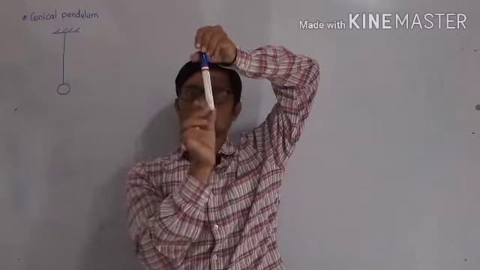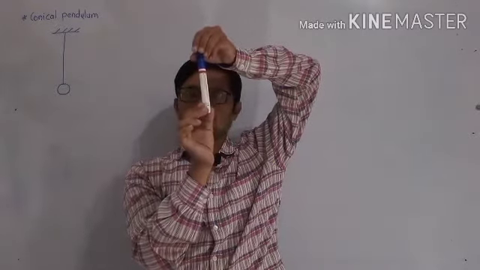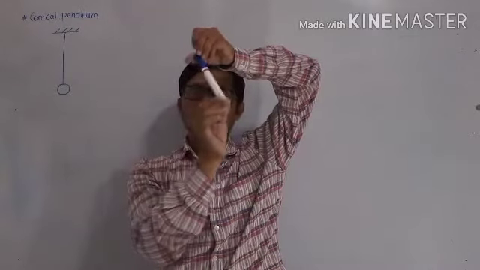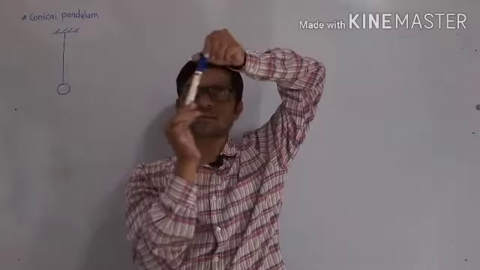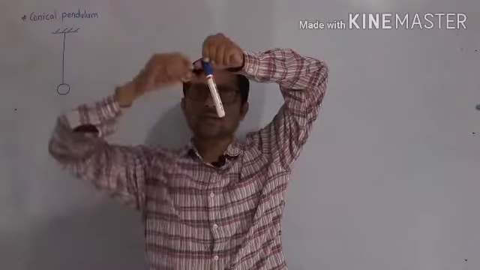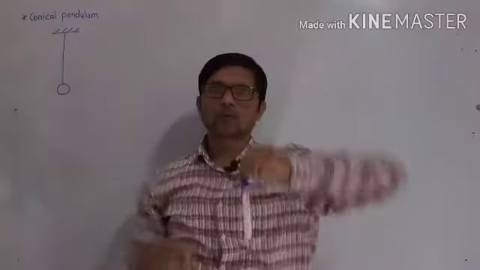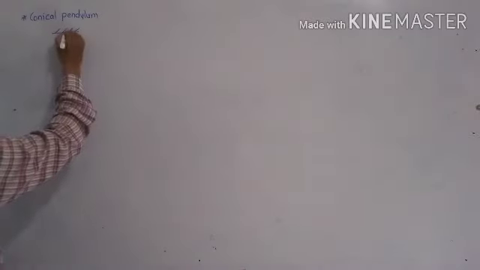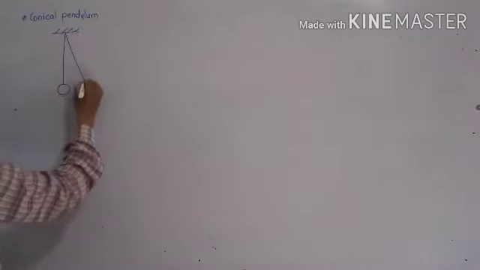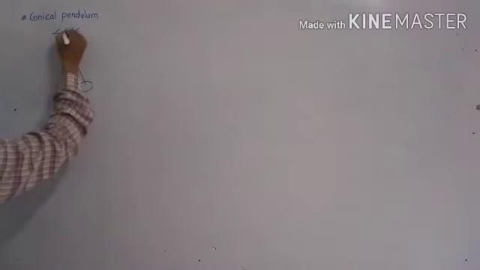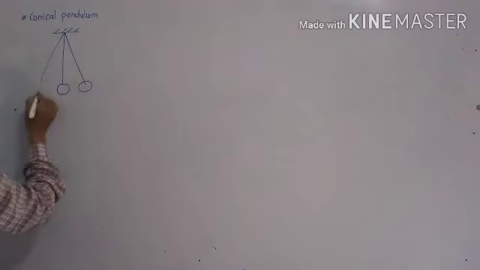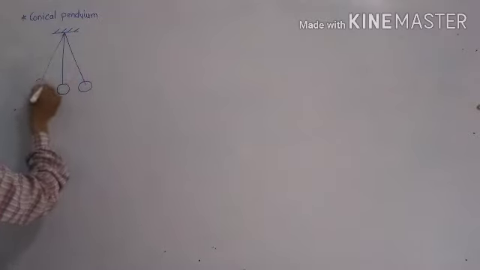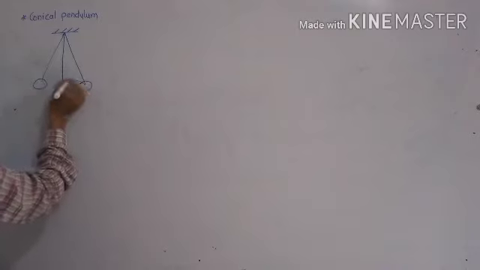Now this total simple pendulum that consists of the spherical bob and the string, it describes a cone. आता हे बघा याने काय काढलाय, असा कोन काढलाय. You can get a clear idea. See, I am showing the three different positions of the spherical bob.